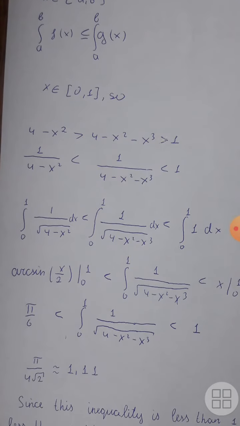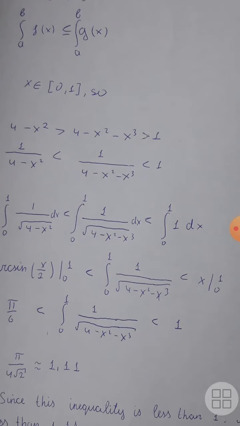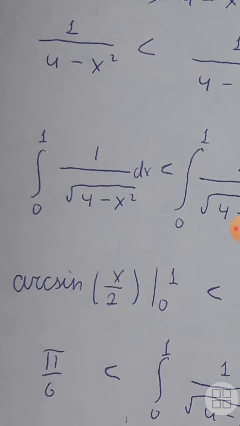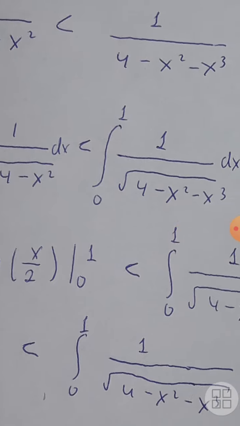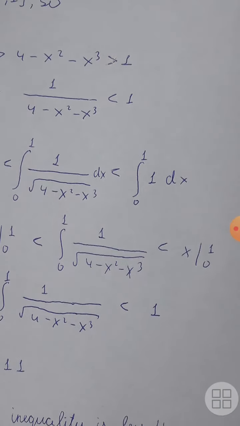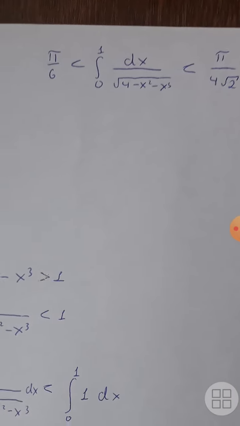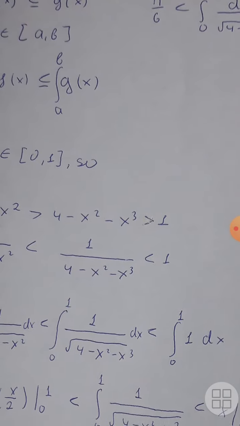If a function satisfies this inequality, its integral will have the same inequality. The first case is arcsin(x/2) in the interval from 0 to 1, and in the middle part, which we are trying to find, it is exactly the same as this part.